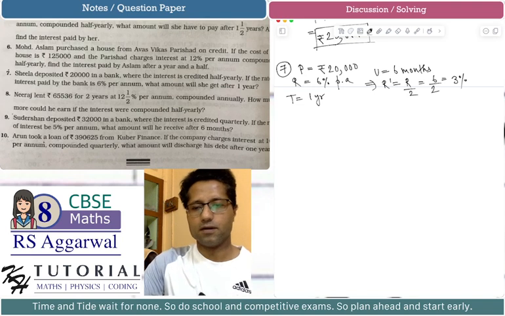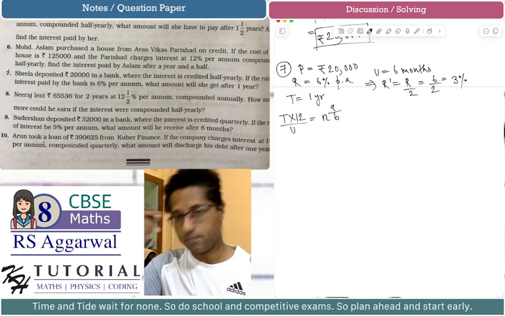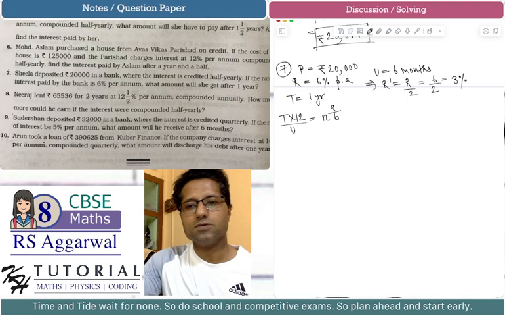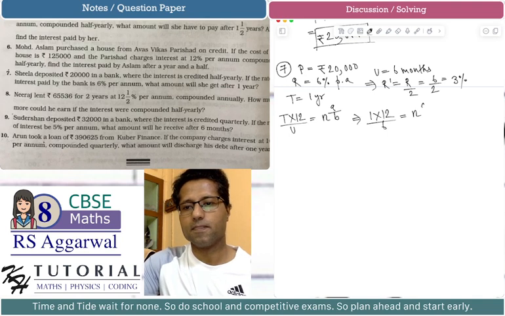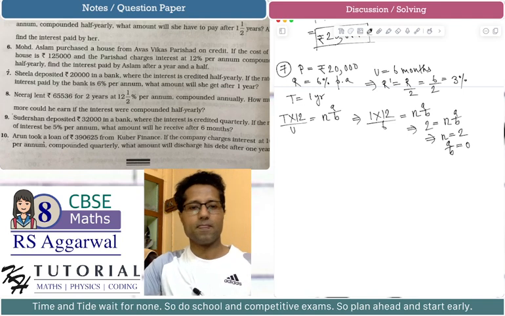Also, we need to calculate T multiplied by 12 divided by U. Let's say this is N, the mixed fraction N and A by B. So T is 1 multiplied by 12, U is 6, equal to N A by B. So 2 is equal to N and A by B. So N is equal to 2 and the fraction A by B is equal to 0.